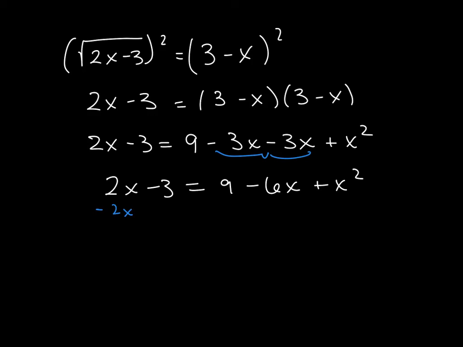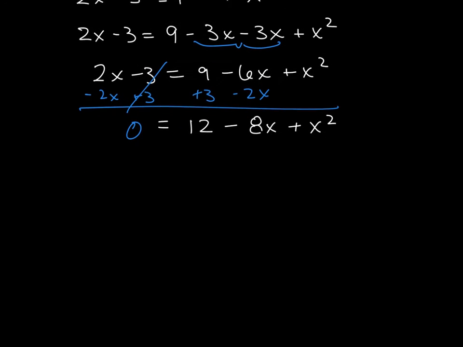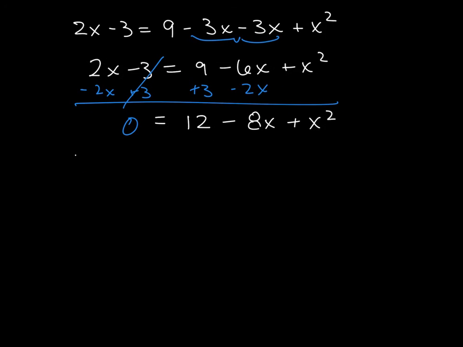And I do these both in the same step. I'm going to add 3 and subtract 2x, which gives me a 0 on this side. And over here, I'm left with 12 minus 8x plus x squared. And now I'm just going to go ahead and move all of that up and reorganize it. So now I'm left with x squared minus 8x plus 12 is equal to 0.